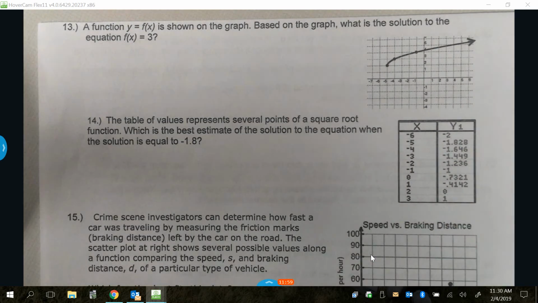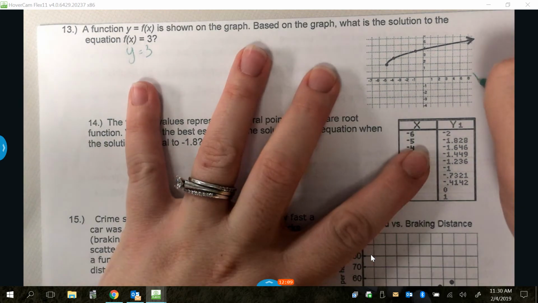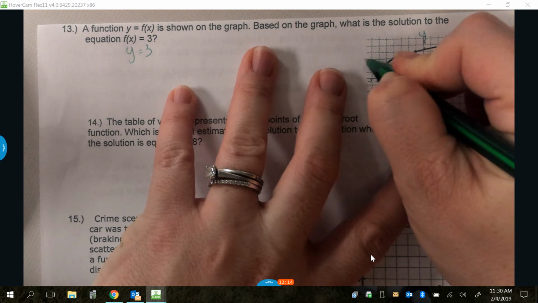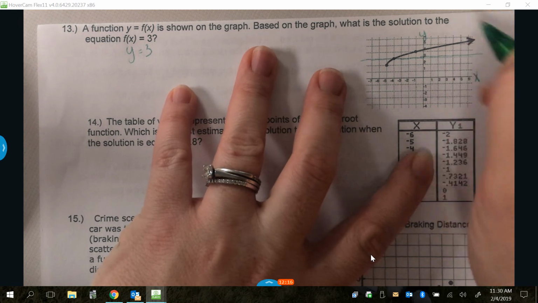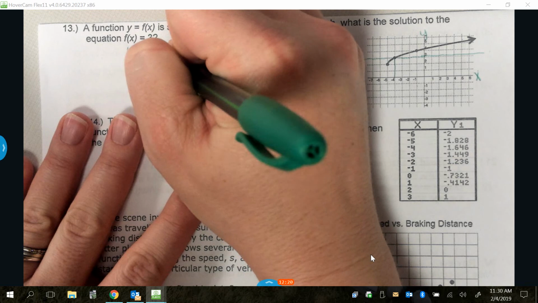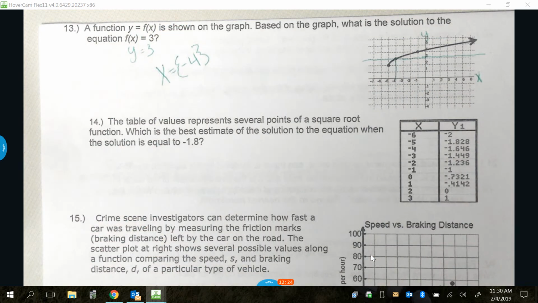Number 13 says a function y equals f of x is shown on the graph. Based on the graph, what is the solution to the equation f of x equals 3? Well, f of x equals 3 is just y equals 3. This is my x-axis, this is my y. So y is 3 here at this height, and that touches at -4. So x equals -4, and this is a solution because it touches.